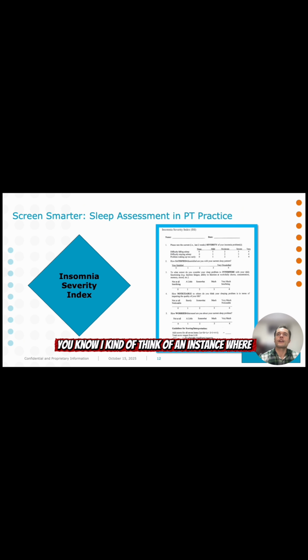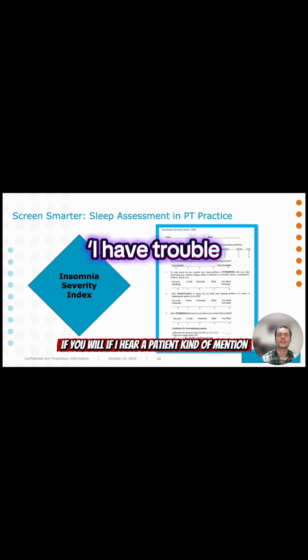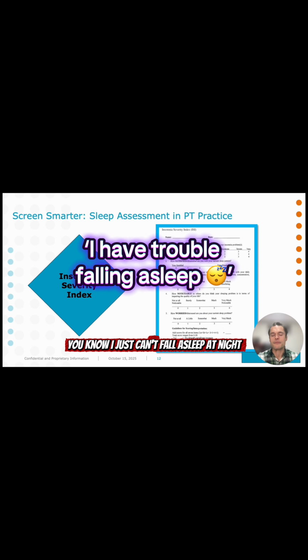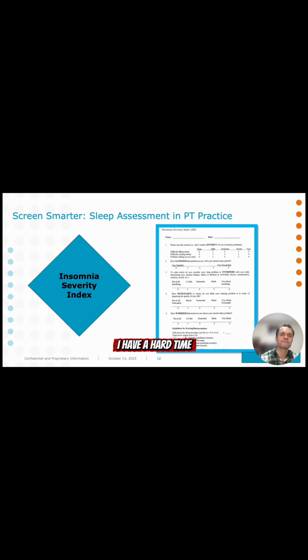I think of an instance where I would use the ISI if I hear a patient mention, I just can't fall asleep at night, I have a hard time. When we look back and reflect on the score, when we add it all up, if we look at a 15 or higher, this should send a flag up for us and start us thinking that this person may likely have clinical levels of insomnia, and we should refer those folks out.